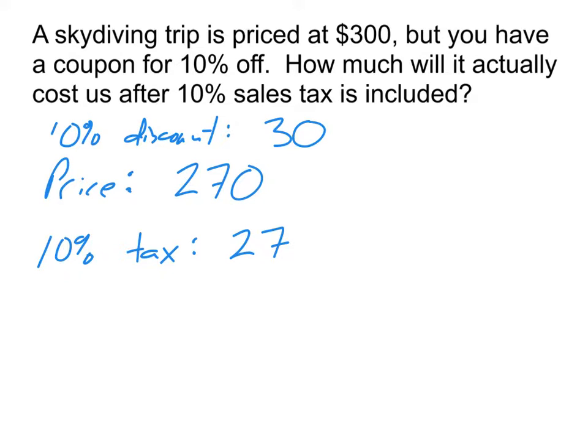And so if we want to know the actual cost, the discounted price plus tax, we do 270 plus 27, which gives us 297. Notice it does not equal 300, because the 10% tax is being applied to a smaller number than the original 10% was.